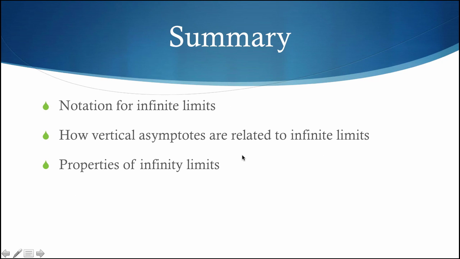To summarize this lesson, we talked about a notation for infinite limits. We did it indirectly by looking at some problems and seeing how it's written. In addition, we talked about the relationship between vertical asymptotes and infinite limits. Remember, if you evaluate a limit at a value and you get infinity or negative infinity, that is an infinite limit. And that tells you that you have a vertical asymptote at that point.